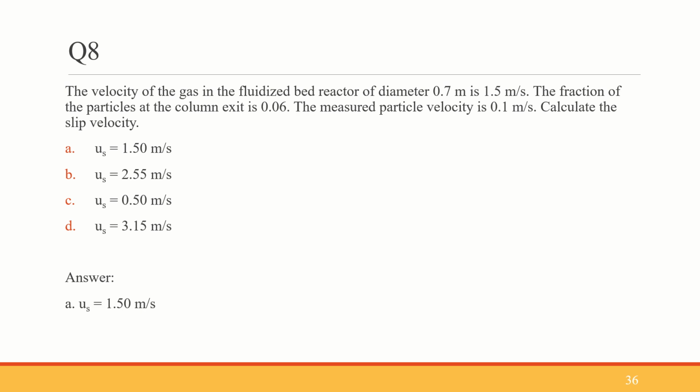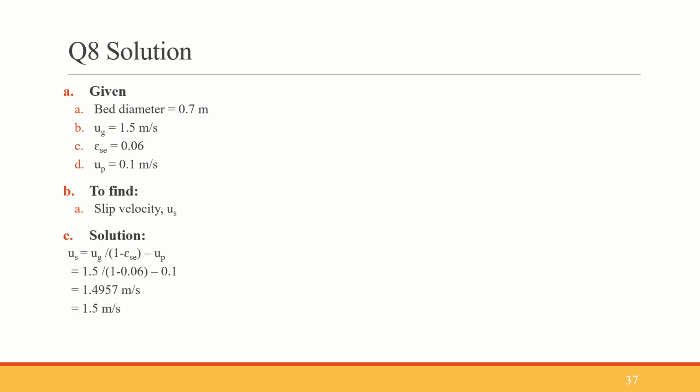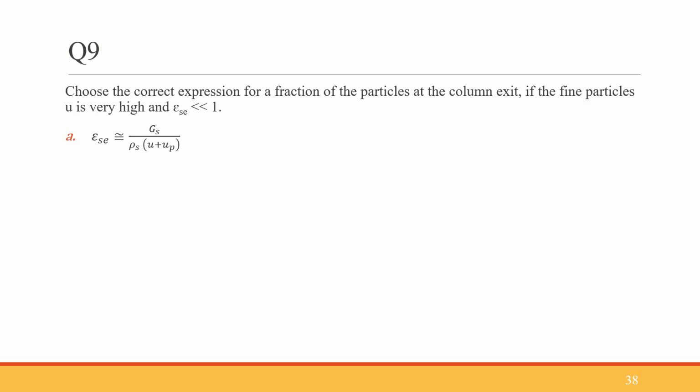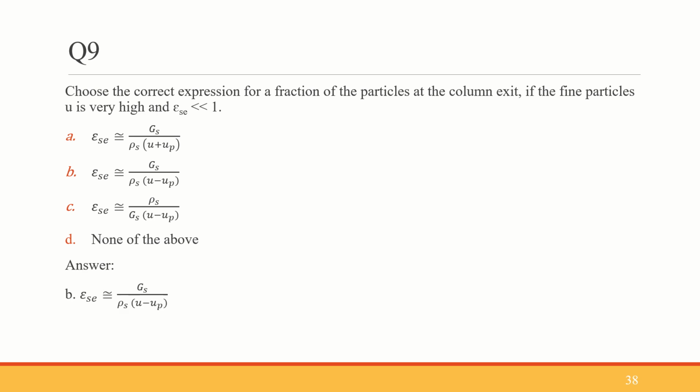And another problem: us is equal to u minus up, where u is ug by 1 minus epsilon se. We substitute everything and get the value of slip velocity. And epsilon se is approximately gsc by rho s into (u minus us) is the right answer. I mean u minus up. Technically us is the formula. Gs is equal to rho s into epsilon se into us, whereas epsilon se, if you want to get it, is gs by rho s into us. So that is option B.